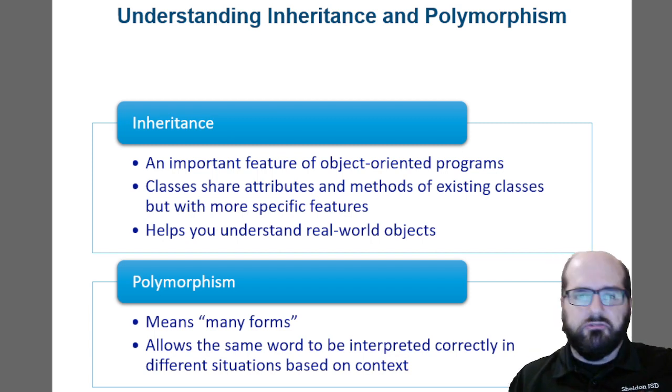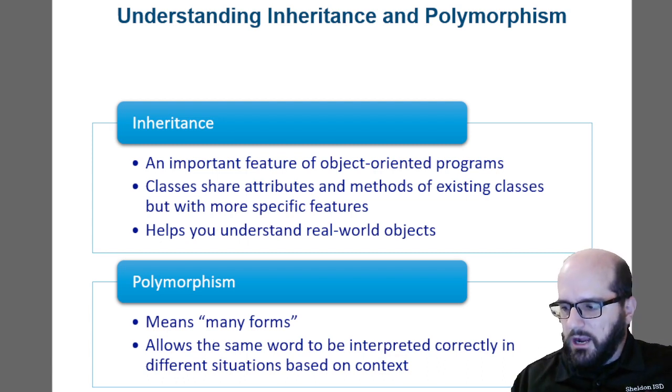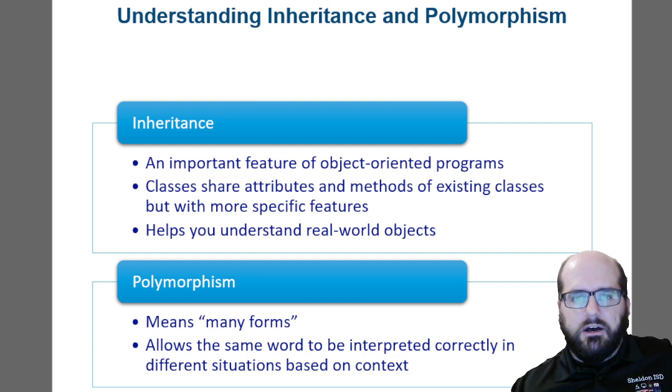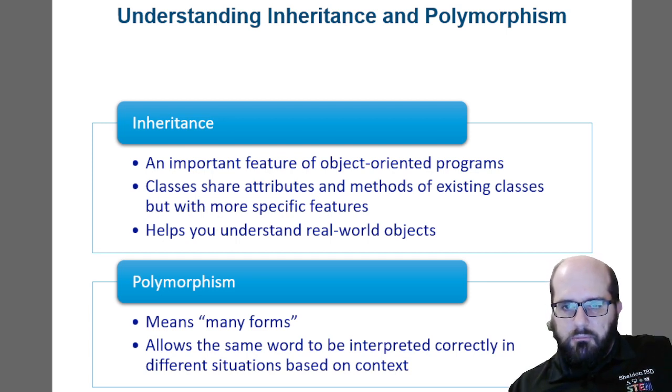This is an important feature of object-oriented programs because it allows us to abstract common behaviors, methods and attributes into one parent. And I don't have to write that method for every object I create. So classes will share methods and attributes of existing classes, but every time we build a new class, we give it specific features to that particular class, and I think a species.